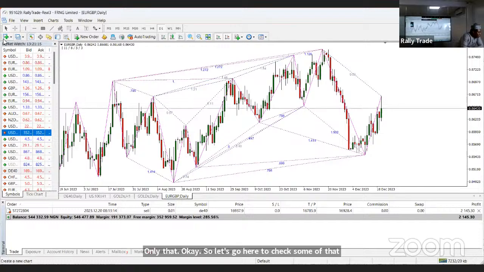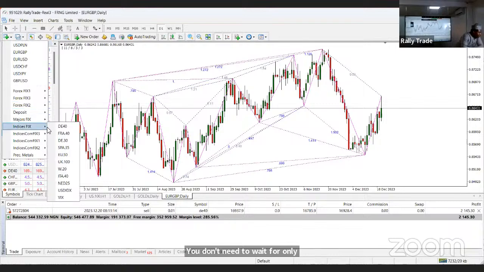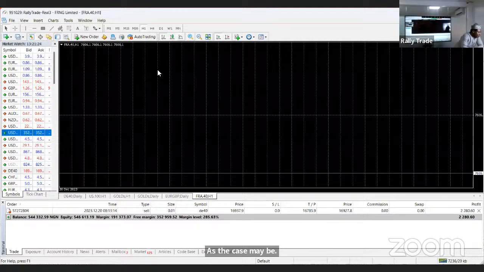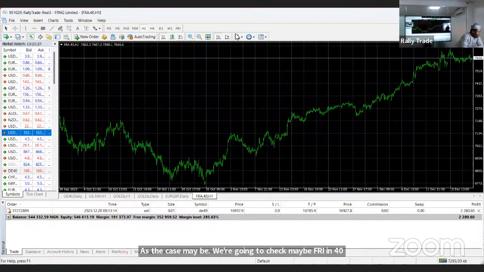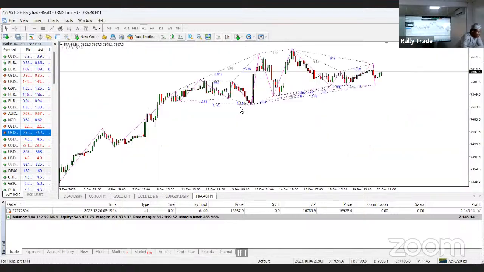You don't need to wait for only US 100 and D30 or D40, as the case may be. You can also check maybe FRA 40. FRA 40 D1.